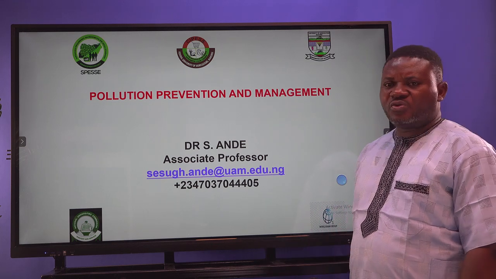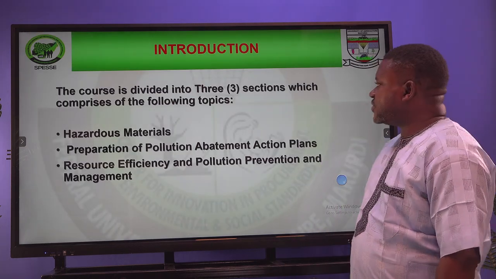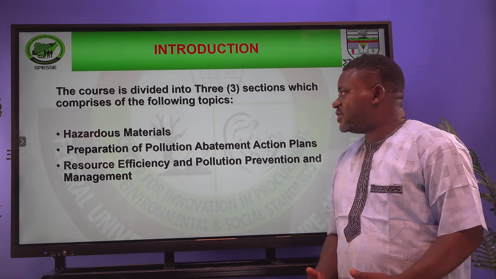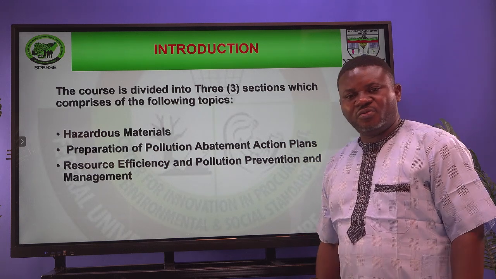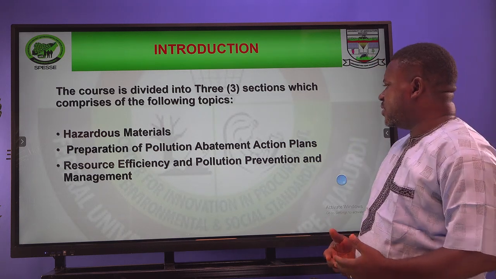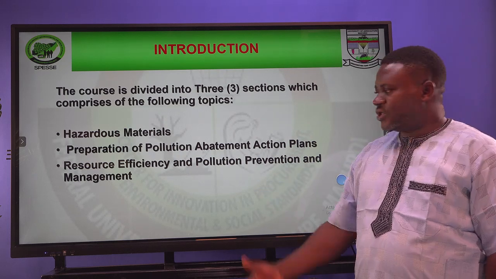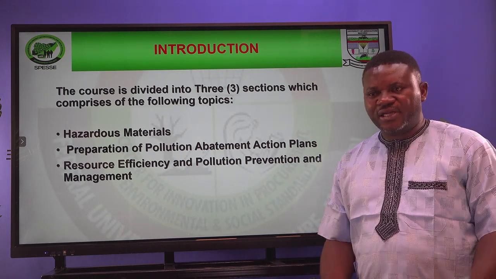Under this module, we are going to look at it in three sections. The course is divided, like I said, into three sections, which comprise the following topics. We're looking at hazardous materials. We'll be looking at preparation of pollution abatement action plans. We'll be looking at resource efficiency and pollution prevention and management.